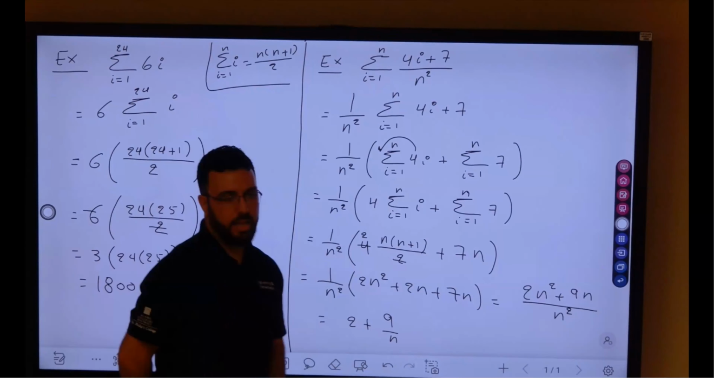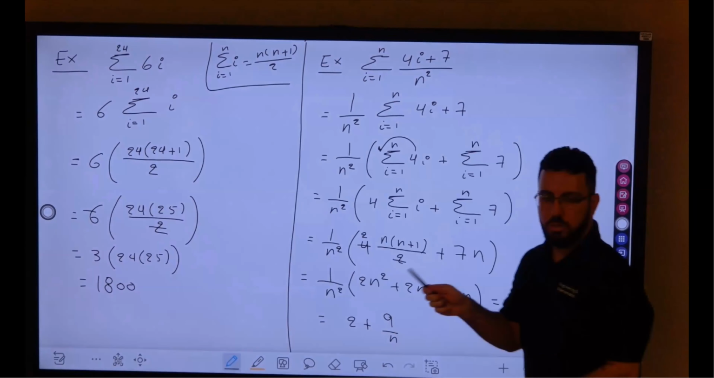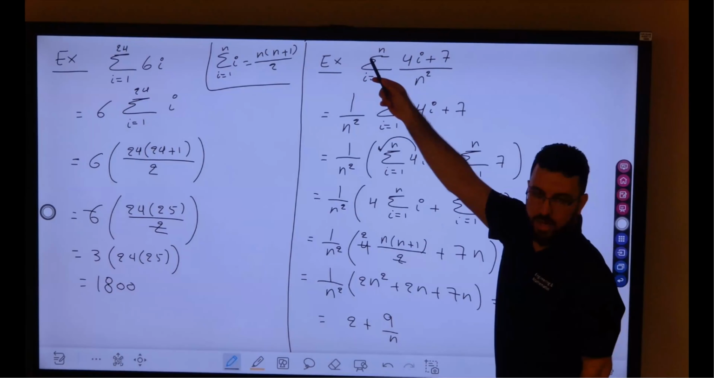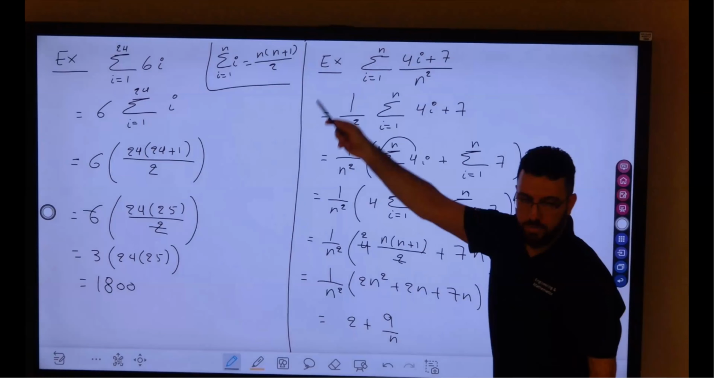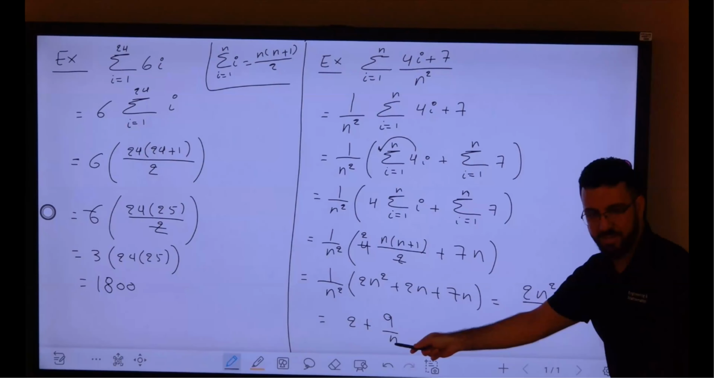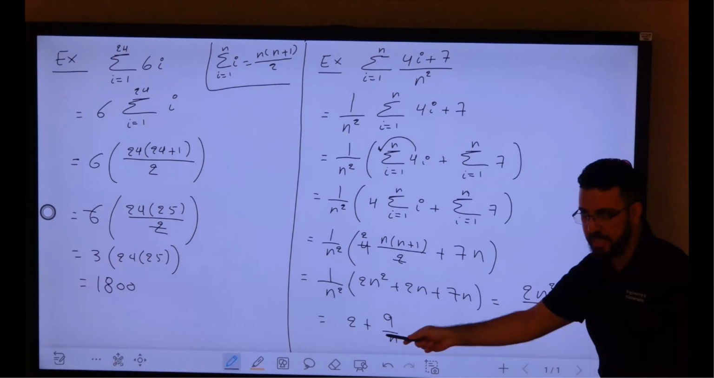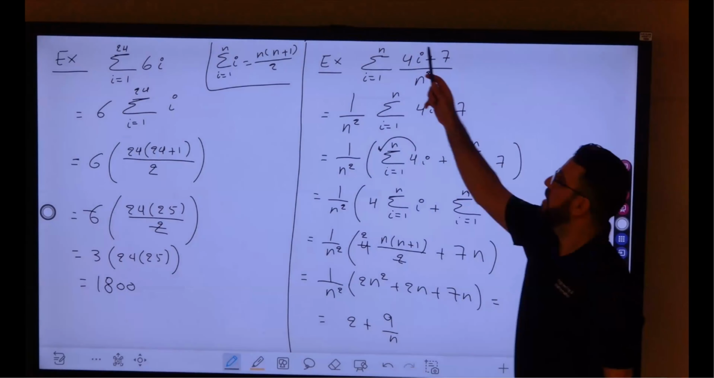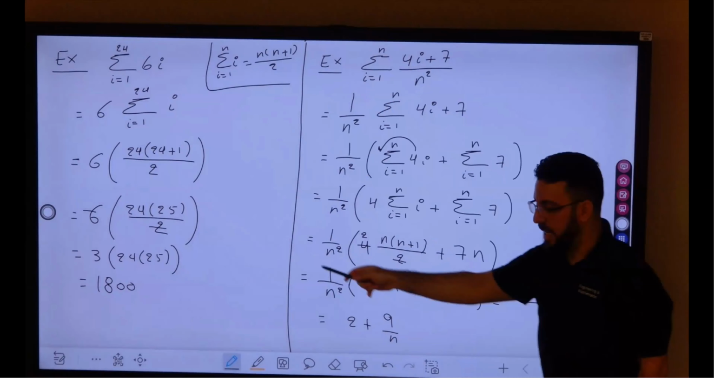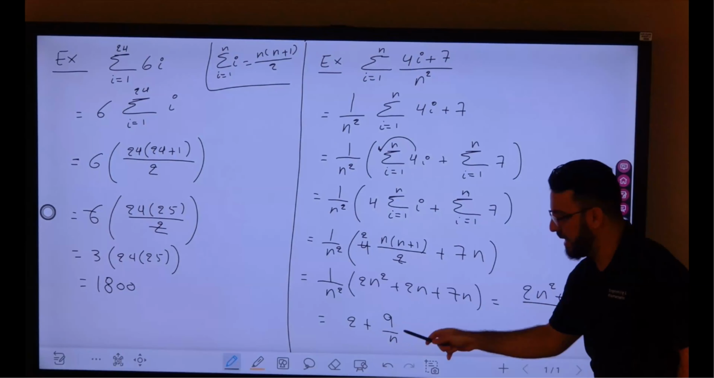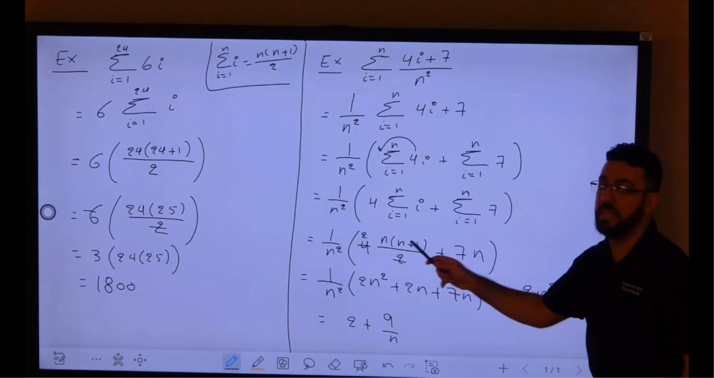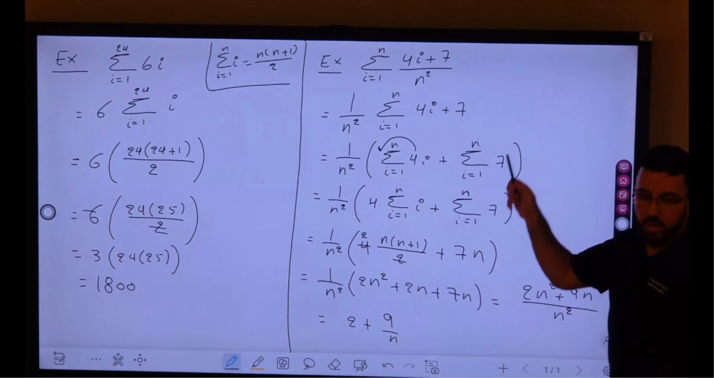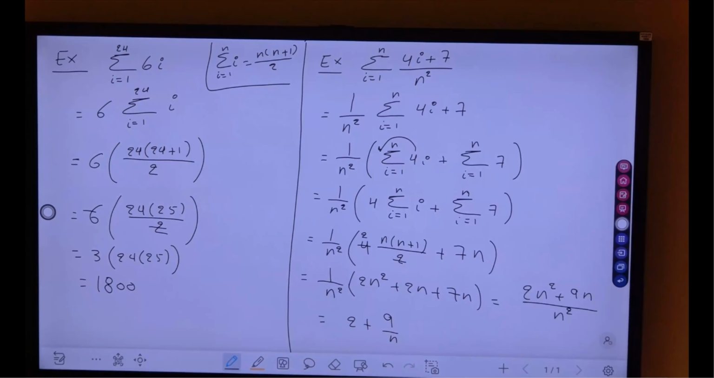So here's the thing. If I'm telling you n equals 25, you're going to just plug in 25 where? Here. So it's going to be 2 plus 9 over 25. If I'm telling you n is 1,000, you're going to say, okay, it's 2 plus 9 divided by 1,000 is going to be the summation for this one. You got it? So here's how to simplify. We're using just the rules.